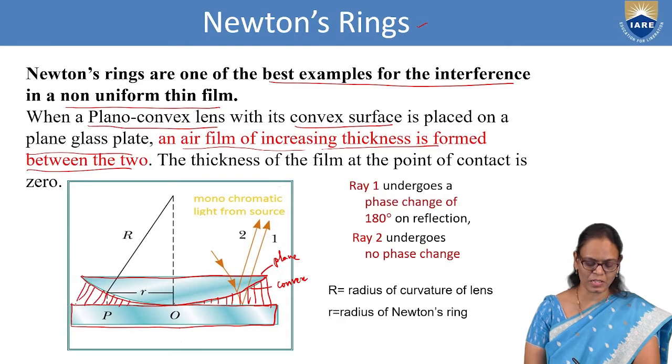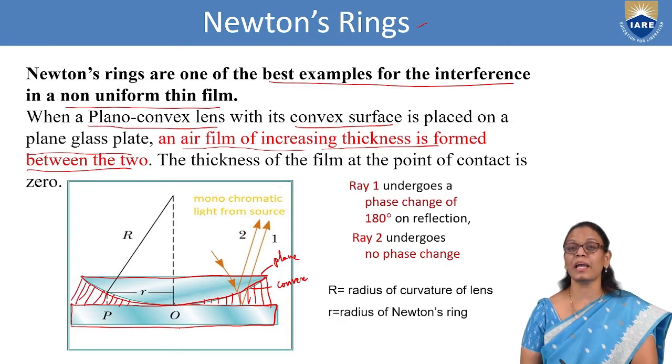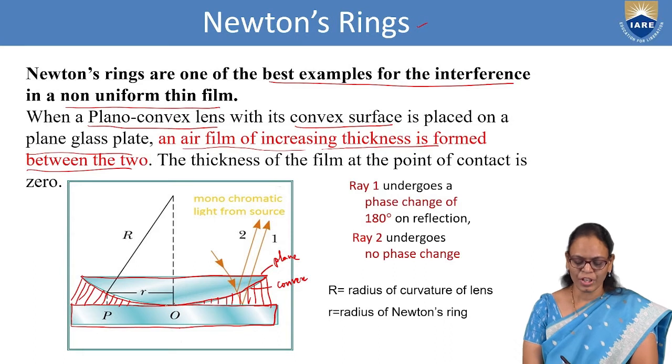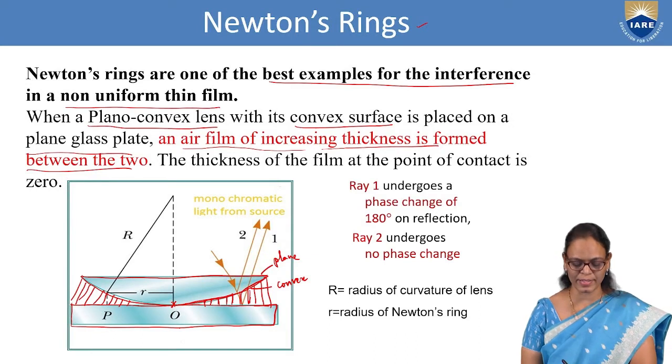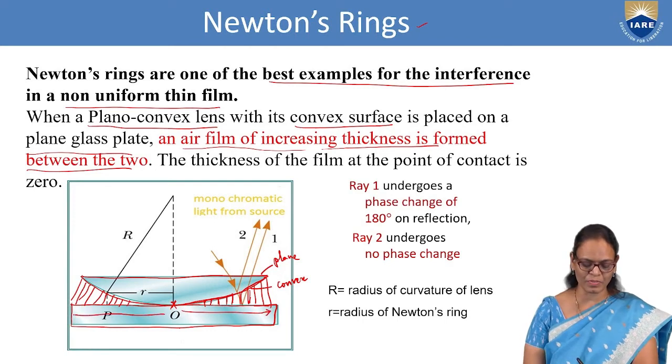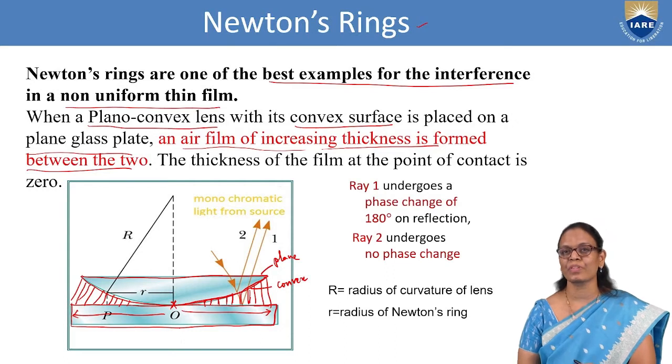When we are keeping the system open, there is air in between. Now, if you see, the thickness is varying. At the point of contact, the thickness of the air film is 0. And as you go from the center away, the thickness of the film goes on increasing. On either side, it is symmetric. So at the center, the thickness is 0. But as we move on to the right, the thickness is increasing. And the same thing as we move on to the left, the thickness is increasing.